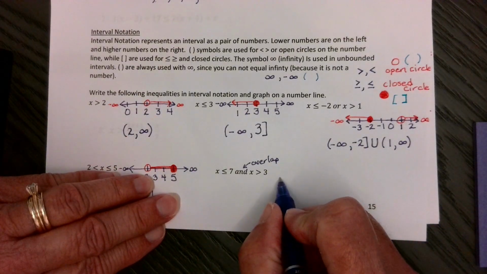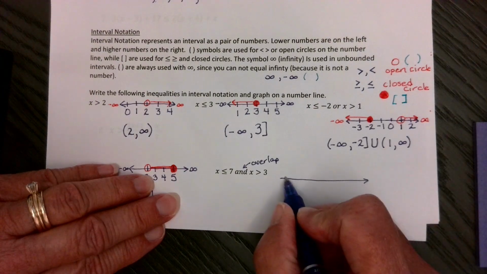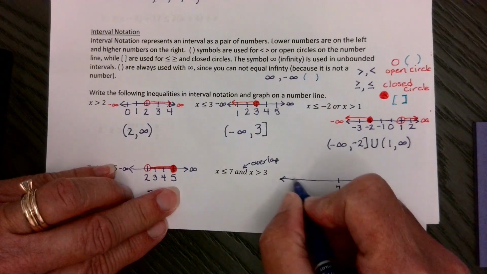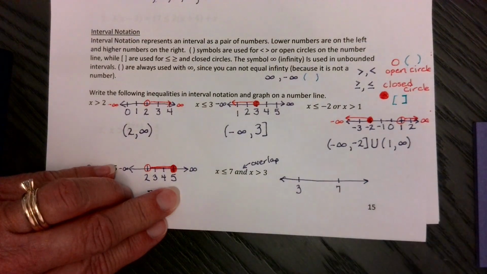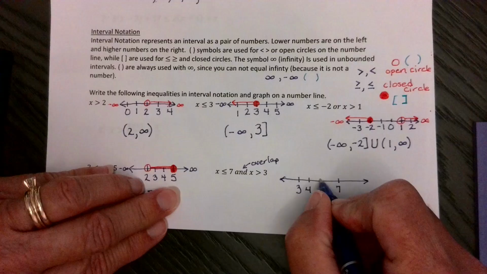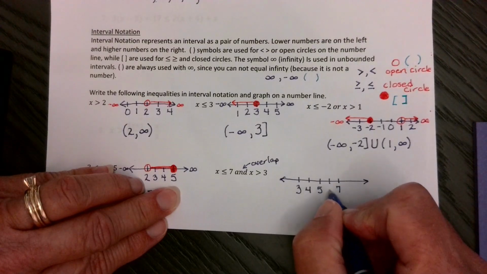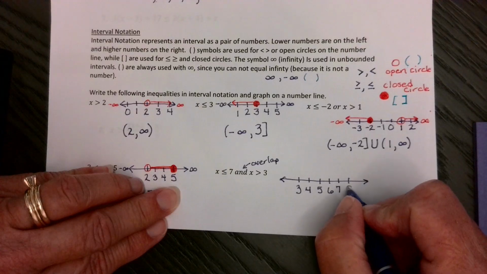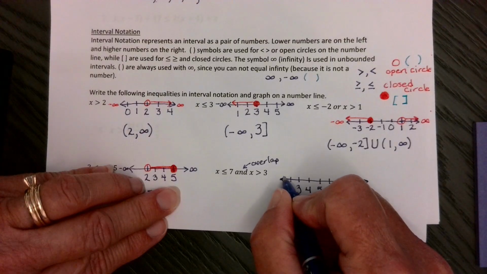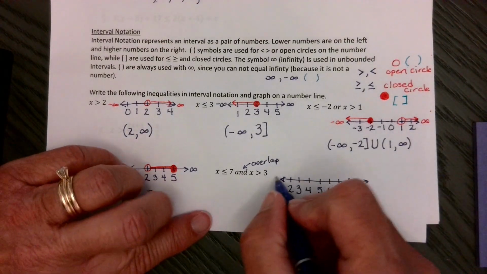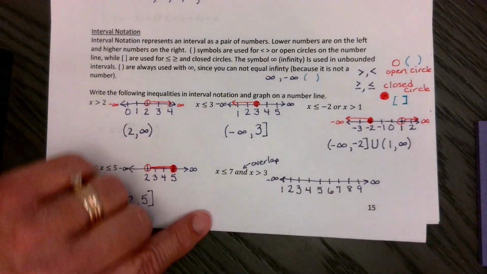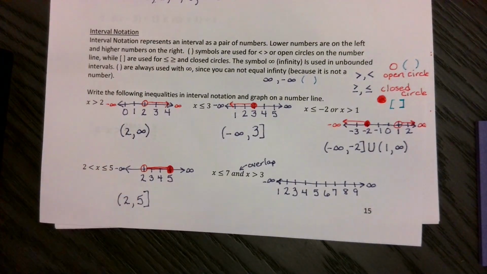All right, so on our number line, we have 7. It's going to be down here, and we have 3 here. Okay. I might as well put 4, 5, 6, and I'll go ahead and do 8 and 9, and I'll do 2 and 1, even though I don't think I need those. And it goes to infinity and negative infinity. Okay, so when you have an and, it has to fit in both categories.